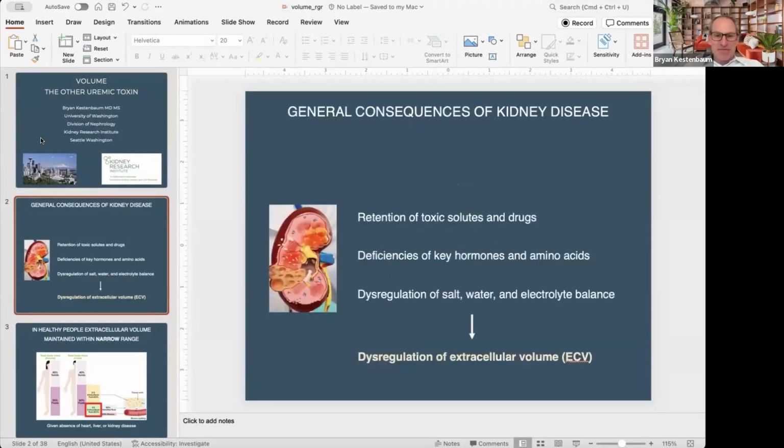Okay, so just as a brief overview, when we talk about consequences of kidney disease, we do spend a lot of time focusing on the metabolic consequences, the retention of toxic solutes and drugs, deficiencies of hormones and other solutes. And I'm going to here focus on something we may not spend quite as much time on, the dysregulation of salt, water, and electrolyte balance, specifically the dysregulation of extracellular volume in kidney disease.